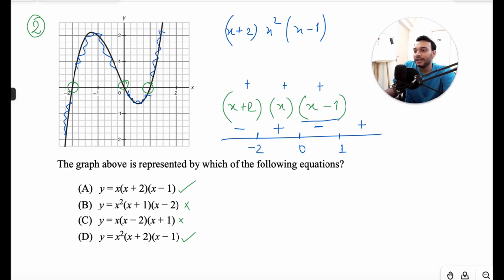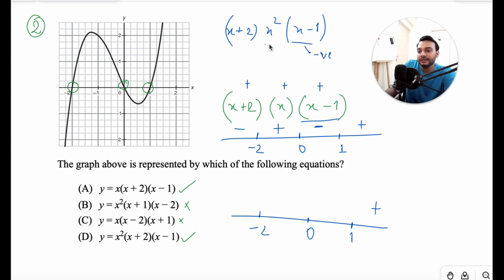But if we do the same exercise for option D, if we check the number line for option D, let's see what it gives. Since it's an x squared, there would be no sign change at x equal to 0. So that won't be present here. Or even if you want to write, you can write -2. If I take a number bigger than 1, the whole expression would be positive. Between 0 and 1, this becomes negative. This is positive, this is positive. That means overall negative.